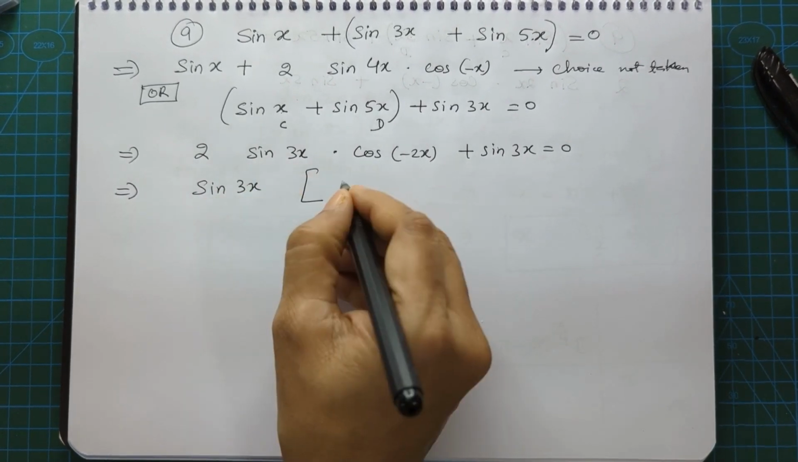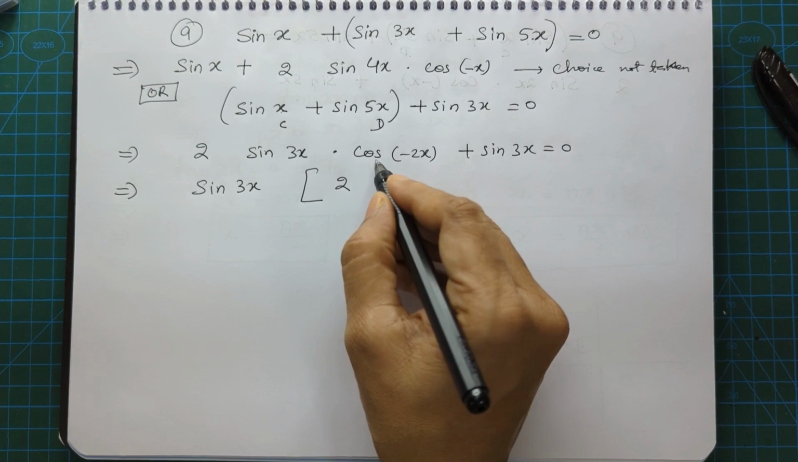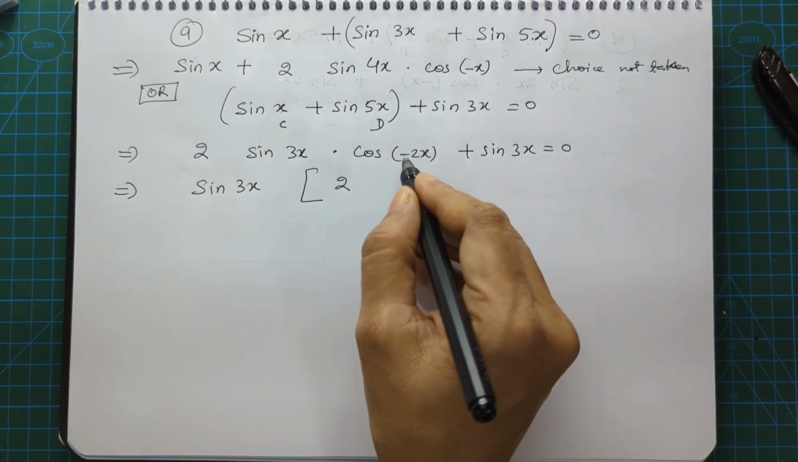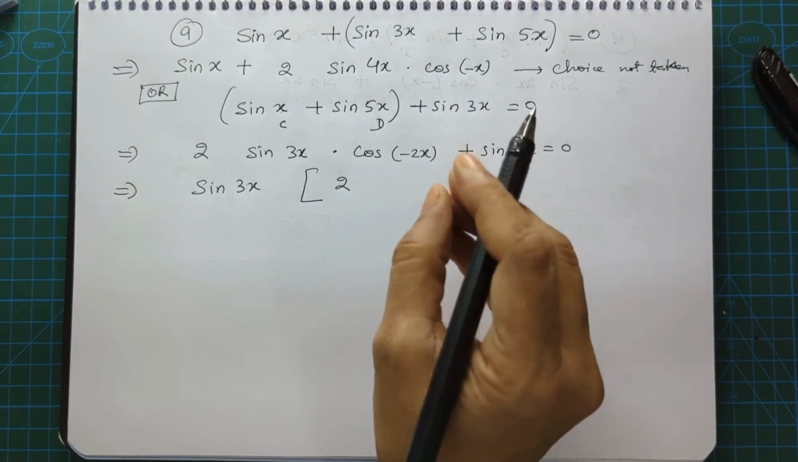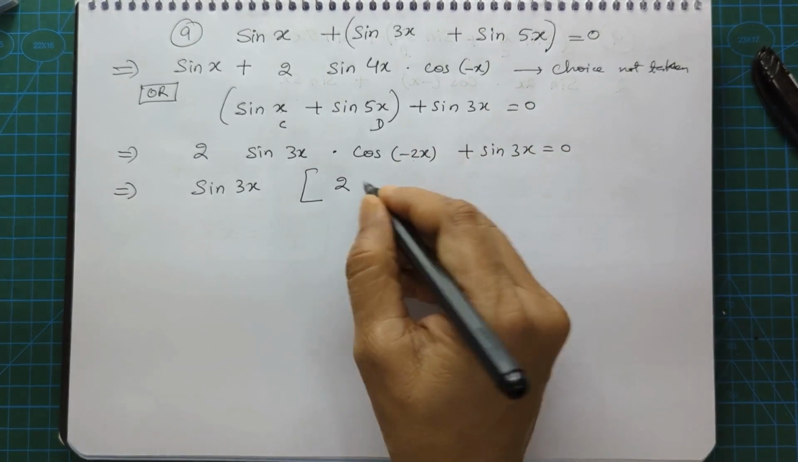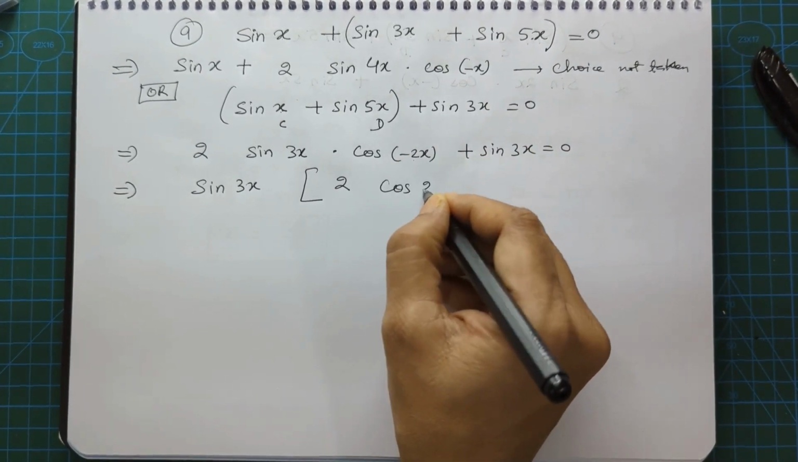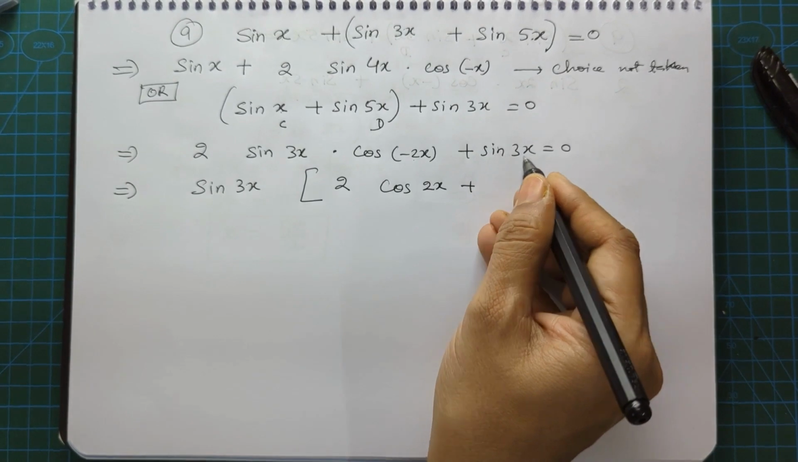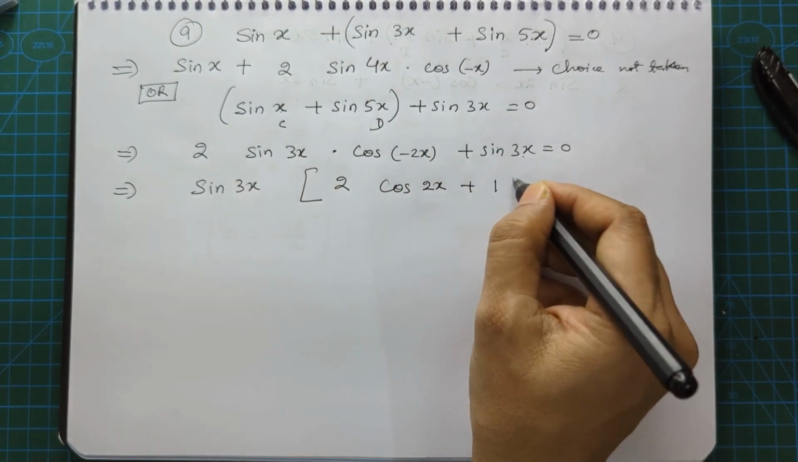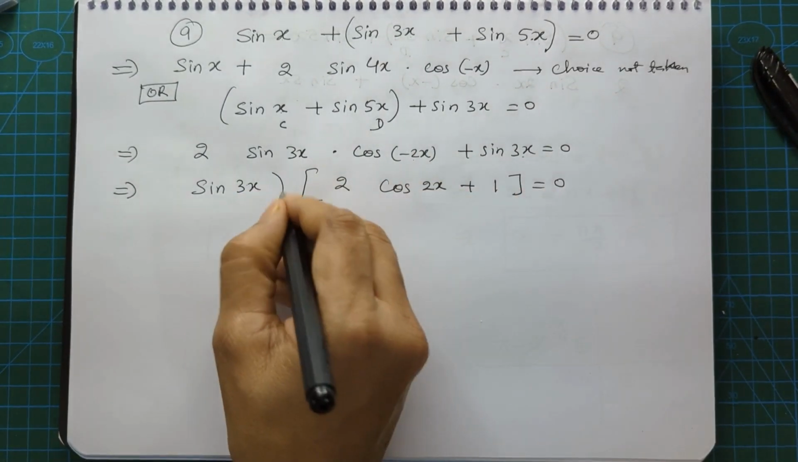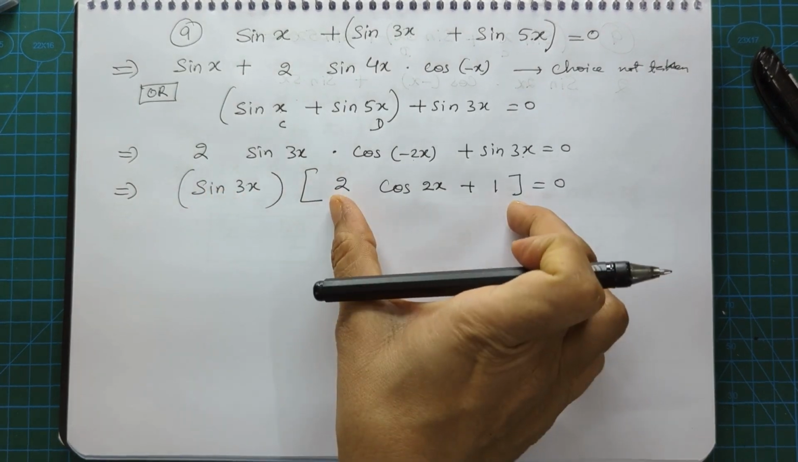What goes in the bracket is a 2. Here cos of negative, cos is an even function. So cos minus theta is cos theta, meaning plus cos theta. So this turns out to be cos 2x, plus sin 3x is already taken as the highest common factor, this is 1, equal to 0. Now either this is 0 or this factor is 0.